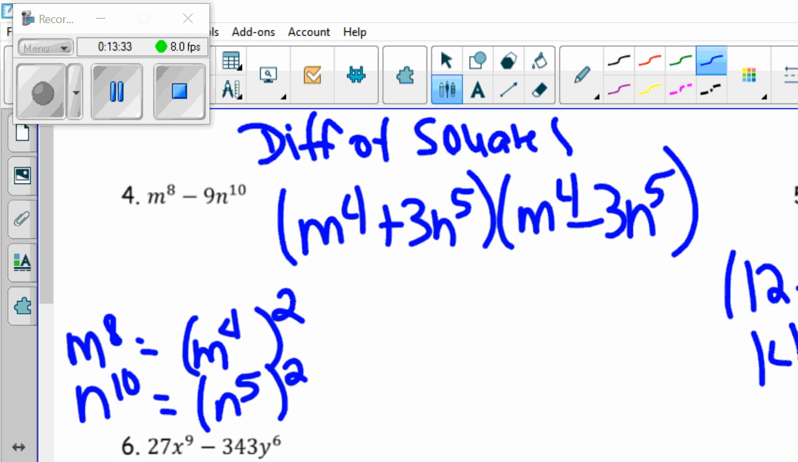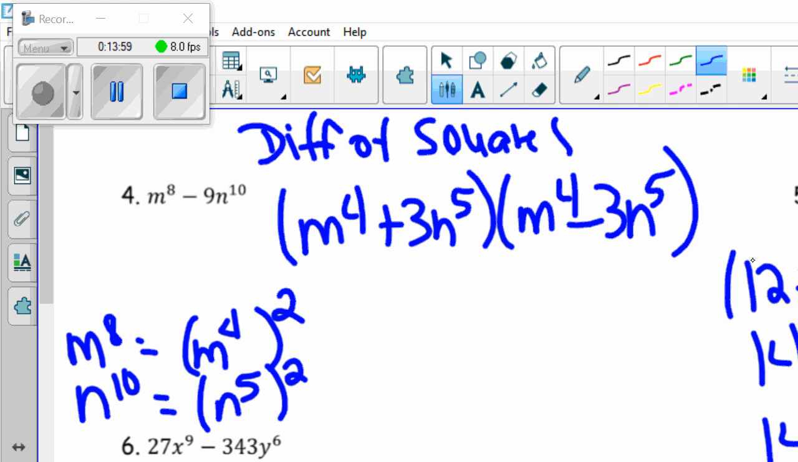So here 12 plus 2 gets me 14. 12 squared is 144. 2 times 12 is 24. 2 squared is 4. So I have 14 times, let's see, 144 minus 24 plus 4, 124. Multiply those two together, 1,736.